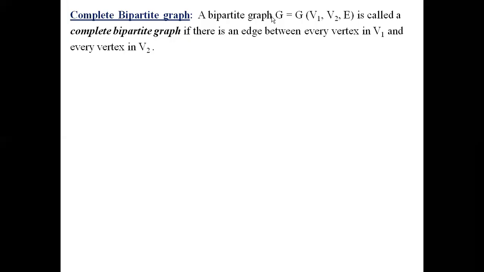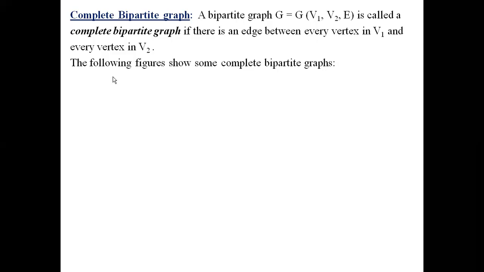So firstly, the graph has to be a bipartite graph. So it has to satisfy all the conditions that we looked into in the definition for a bipartite graph. So being a bipartite graph, now we are going to join every vertex in V1 to every other vertex in V2. Then such a graph is called a complete bipartite graph.